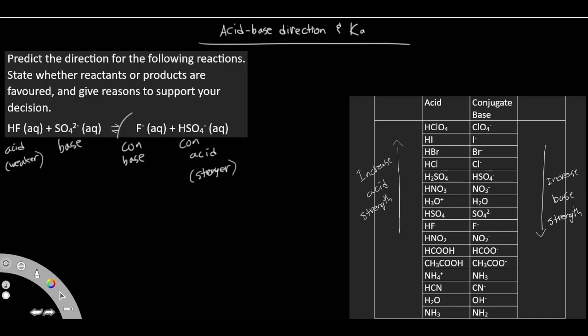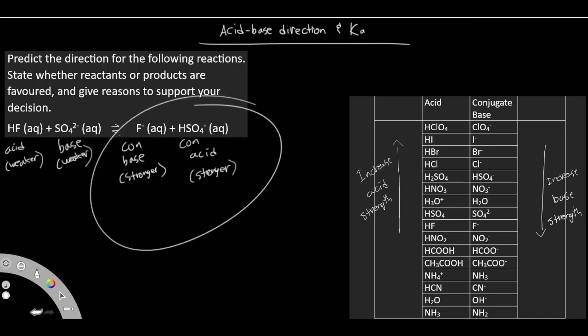We have our SO4 2- and our F-. Where is it? SO4 2- is up here, F- is down here. So of course our F- here is stronger because it's lower on this chart. Again, you can see here the increase of base strength goes downwards. So of course F- is going to be stronger. So this here is also stronger. This here is going to be weaker. So it's pretty easy to tell that this side is going to be stronger.